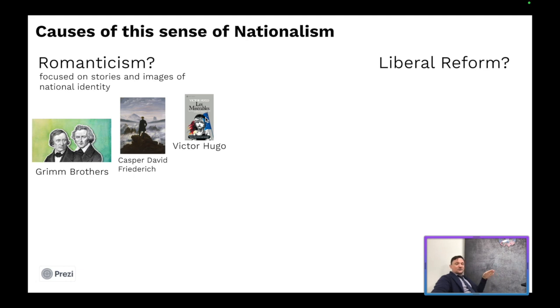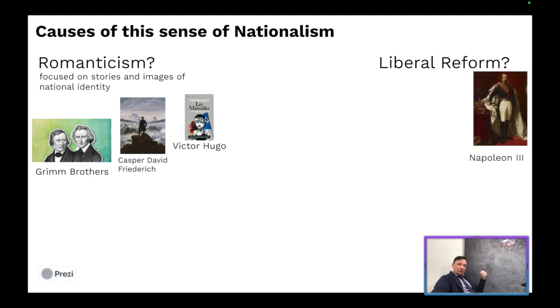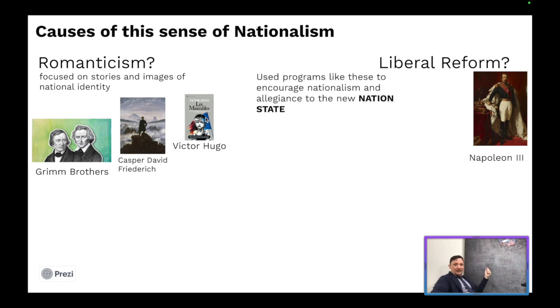The other big cause of nationalism during this time period is liberal reform. You're going to see people like Napoleon III showing up, creating new jobs, hiring Baron de Haussmann to create cultural identity even within the architecture of a city, on how to rebuild Paris to the glorious sense of national pride that he wanted. They're going to use programs like these under Napoleon III to encourage nationalism and allegiance to the new state.